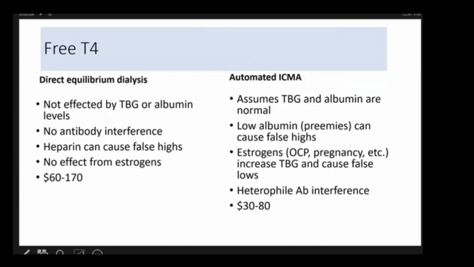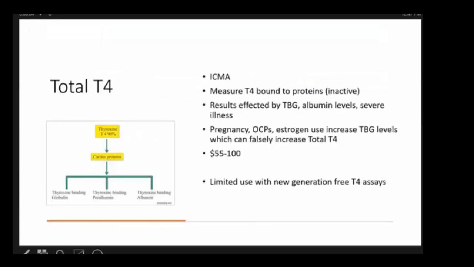Total T4 is another ICMA. It measures T4 bound to proteins. So remember that over 99% of your T4 is bound. So it's going to measure your inactive bound T4. The results are highly affected by thyroid binding globulin levels, albumin levels, by severe illness, pregnancy. Oral estrogens also increase the TBG levels, so you can have a falsely high total T4. Really, this has limited use now that we have the newer generation, more specific free T4 assays, but we still do see a lot of these ordered in the community.